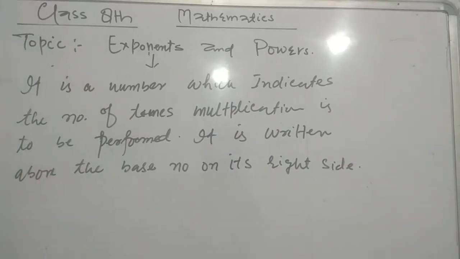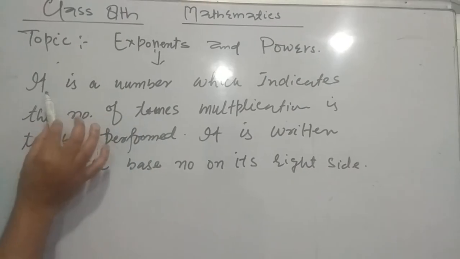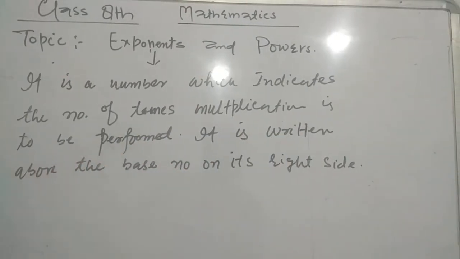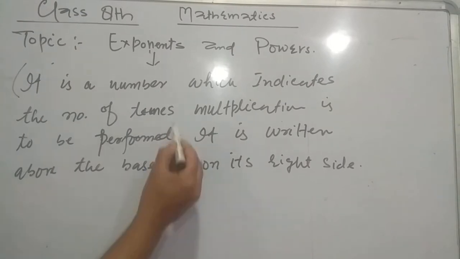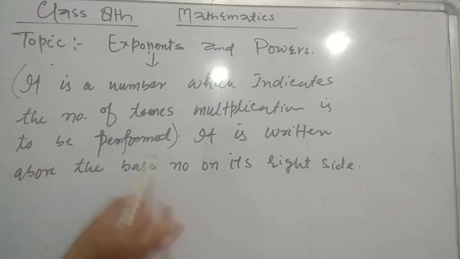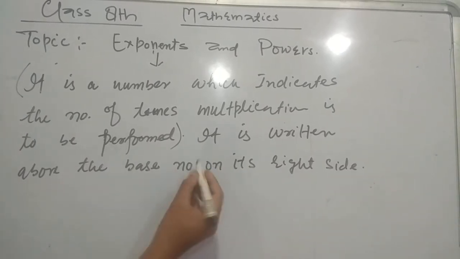Now dear students, exponent or power, it is a number which indicates the number of times multiplication is to be performed. इसकी definition ये है, it is a number which indicates the number of times multiplication is to be performed. It is written above the base number.